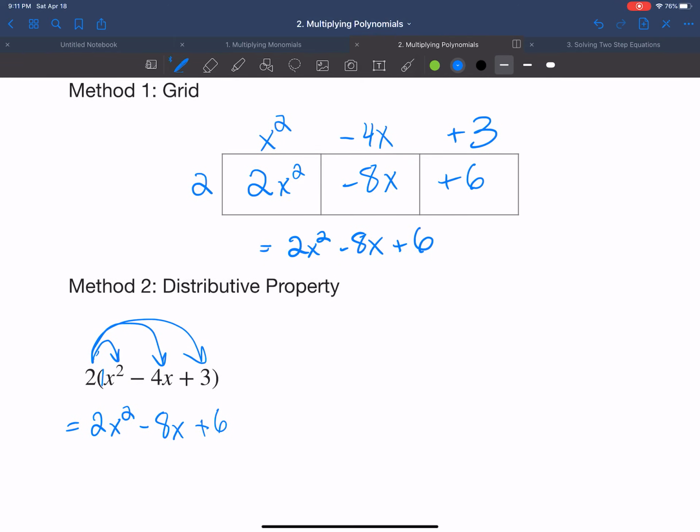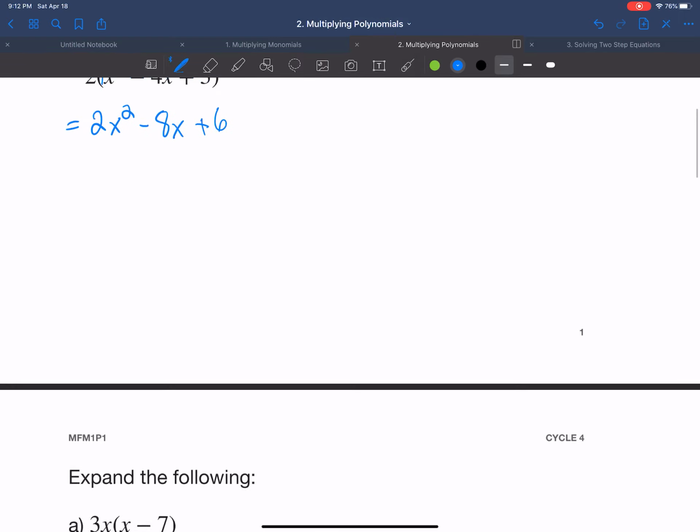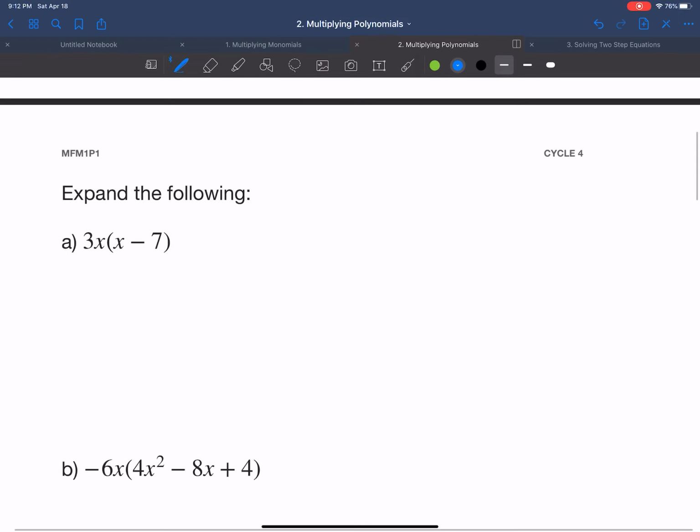So I'll do both for the next one, and then after that, you decide whatever you want to do. I usually stick with method 2, the arrows. That's just what I learned when I was younger, so that's what I stick with. It's easier for me.